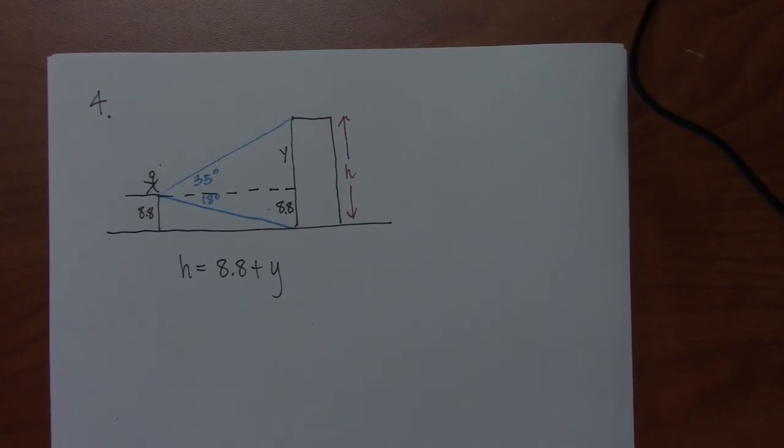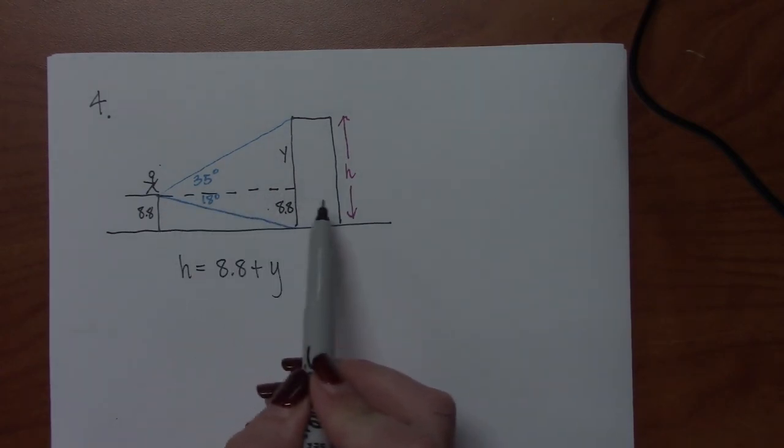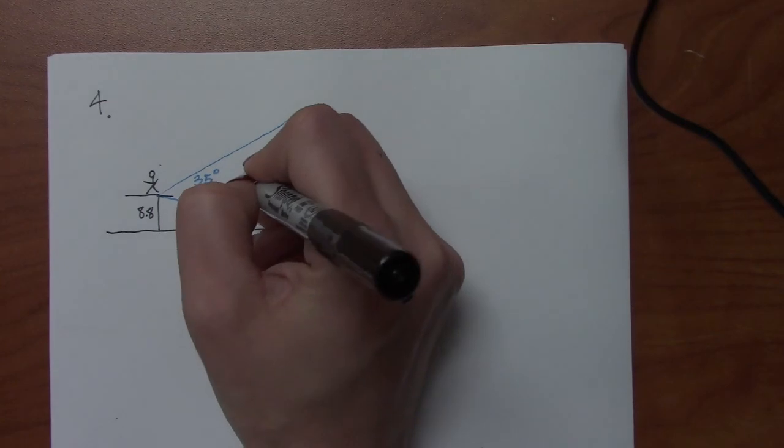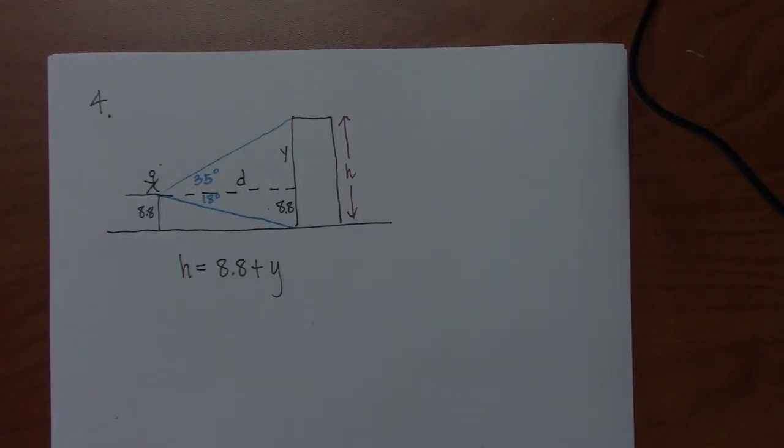So if I look in the upper triangle and I try to find y, I don't have a second side to use any of my trig functions. My only options were sine or tangent, because both of those involve the opposite side. However, the two triangles share this side right here. So let's call that D. If I go into the bottom triangle and calculate D, I can then use D to calculate y in the upper triangle. So in the bottom triangle, this is opposite over adjacent.